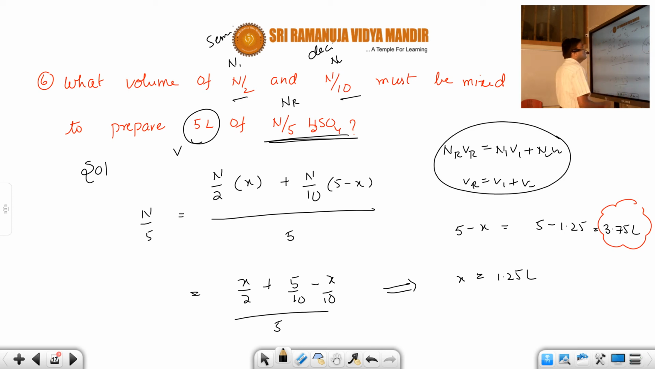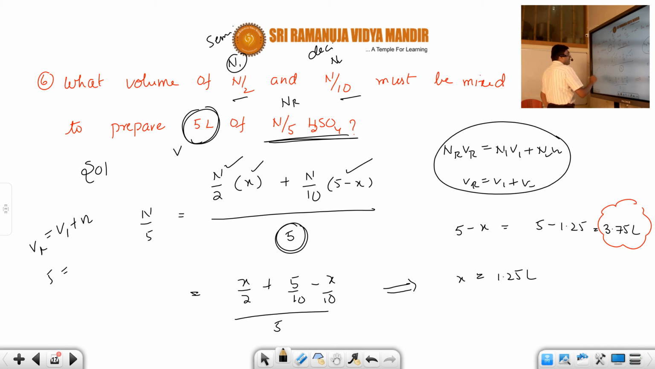So this is the formula actually. First of all, N1 is 1 by 2 into volume, we don't know, x, but total is 5 liters. So the other will be 5 minus x. Understood? And 1 by 10 for the other. I hope you understood, students. Total volume V1 plus V2 is nothing but VR, which is given as 5. So if one is x, the other will be 5 minus x. You get the x value, and naturally you get the 5 minus x value also, 3.75 liters. I hope you are very clear. This type of questions are very important.